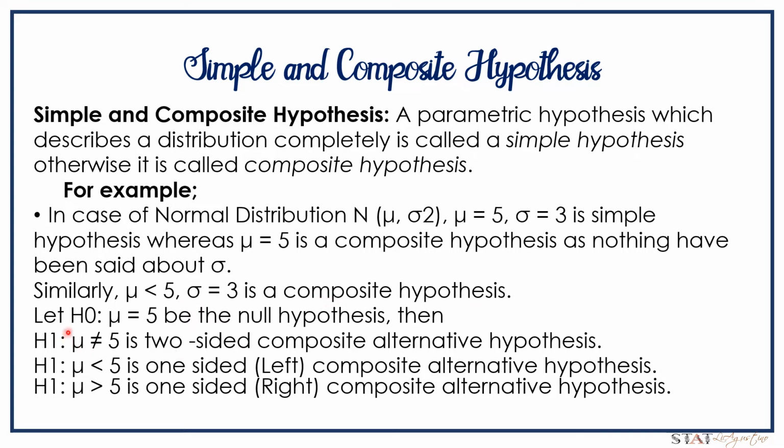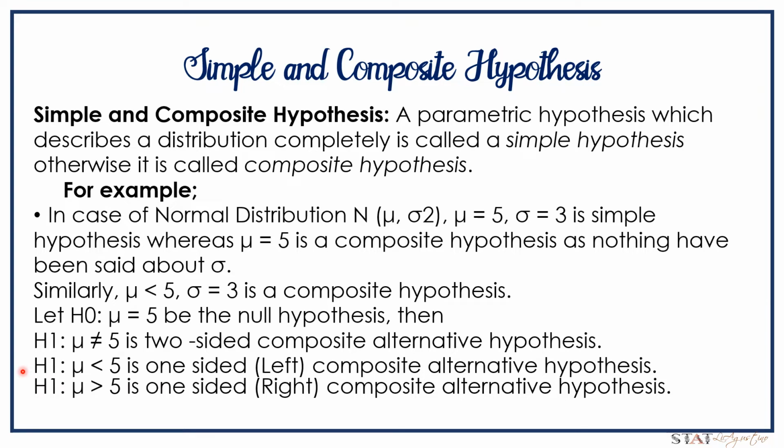So let your null hypothesis be mu is equal to 5. Here's how you should look at your alternative hypothesis. If your HA, your alternative hypothesis, is mu is not equal to 5, then it is a two-sided composite alternative hypothesis, because as long as it is not equal to 5, it is not specific. Okay, that's how you do your critical region.